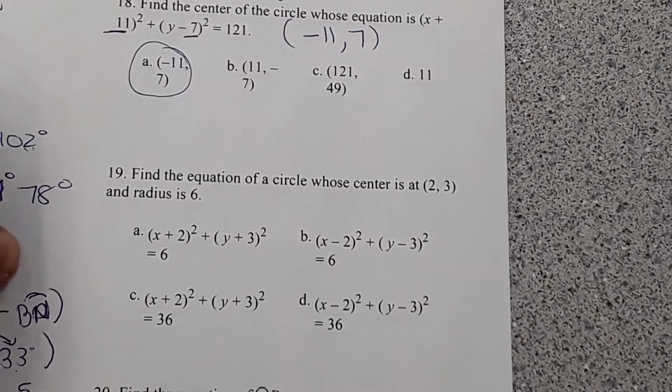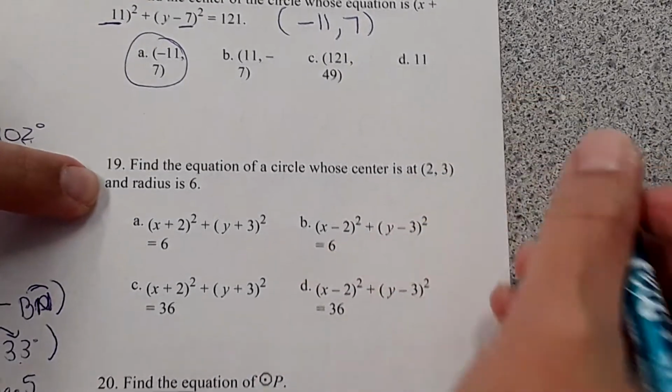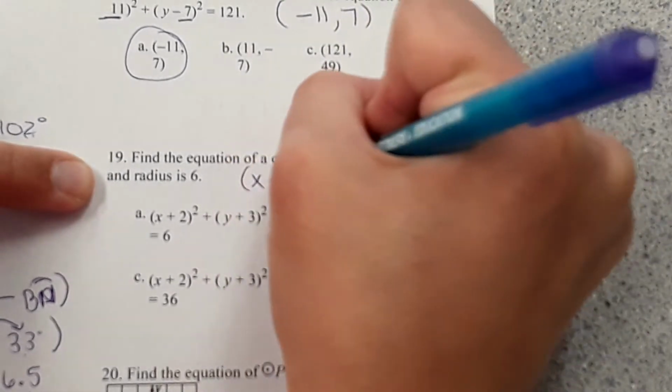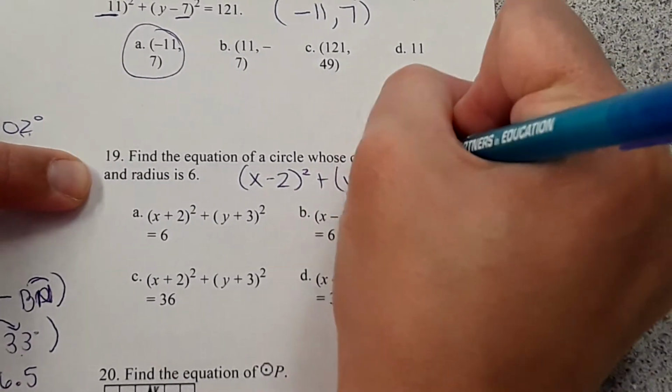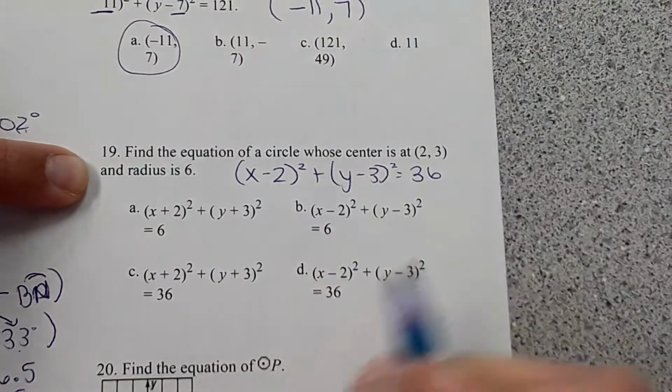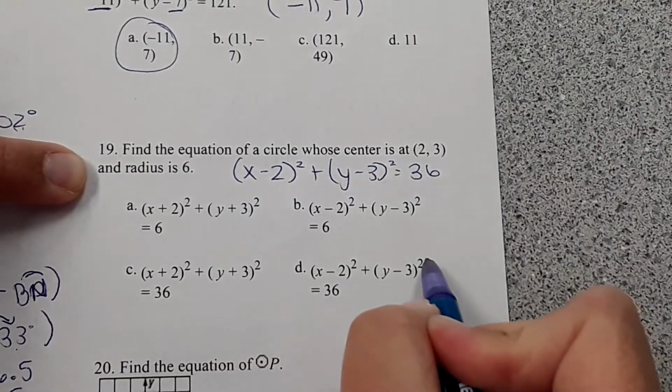19. Find the equation of a circle whose center's at 2, 3 and radius of 6. So again, it would be x minus 2 squared plus y minus 3 squared equals 6 squared, which would be 36. So I'm looking for this in my answer choices, and it is right here.